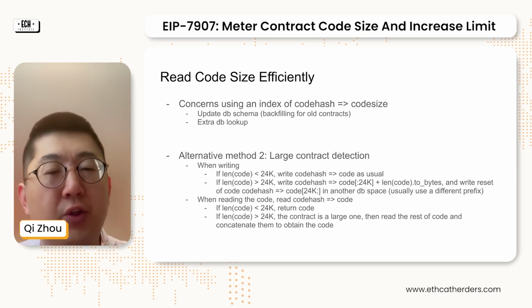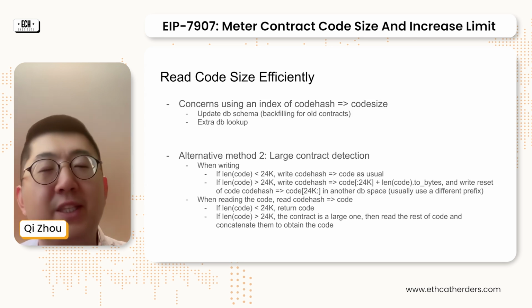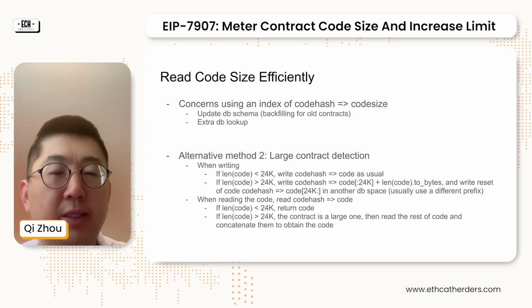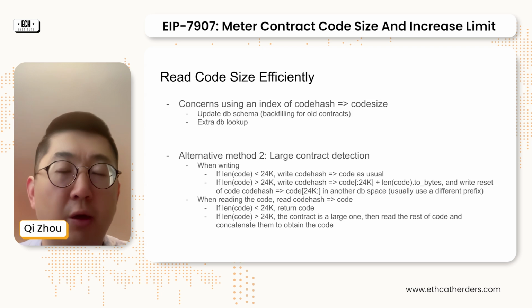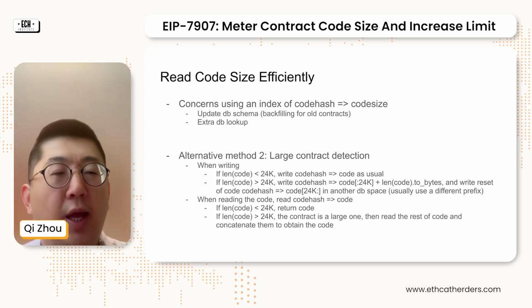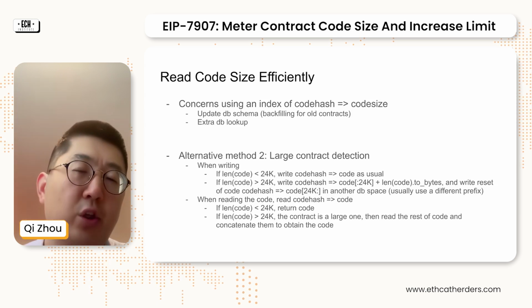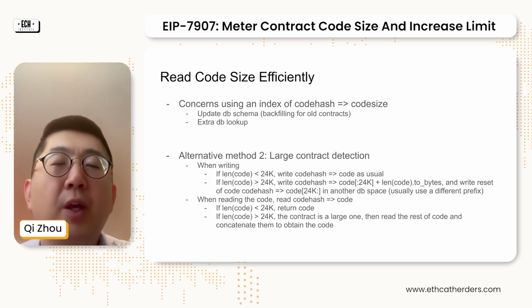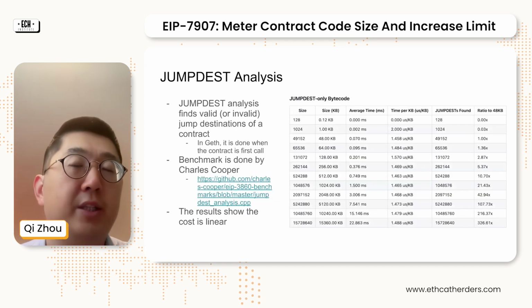One question about this solution is whether there exists a contract from before EIP-170 that is greater than 24 kilobytes. Otherwise the whole assumption will be broken, because we assume all contracts are smaller than 24 kilobytes. Thanks to the community developers in the Discord channel, we iterated over all the existing contracts and found all of them are less than 24 kilobytes. This means we can use this way to detect whether a contract is a large one or not. Another topic is called jump destination analysis.